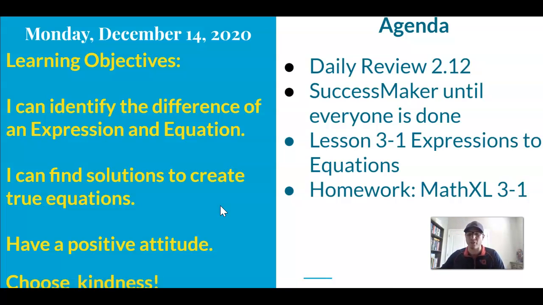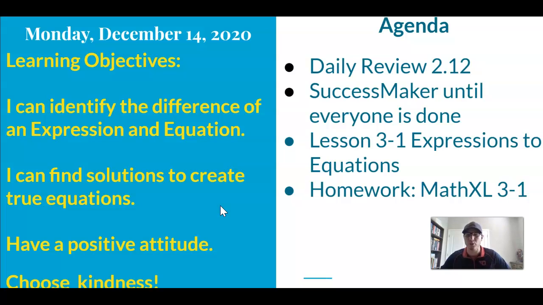Our agenda: you should have hopefully already completed the daily review 12. Whenever you are finished, remember you're supposed to go to Success Maker. Again, I know it's not the most entertaining program, but please make sure you are working on it. We are going to go through lesson 3-1, expressions to equations.